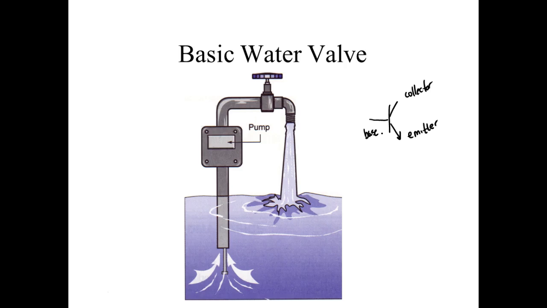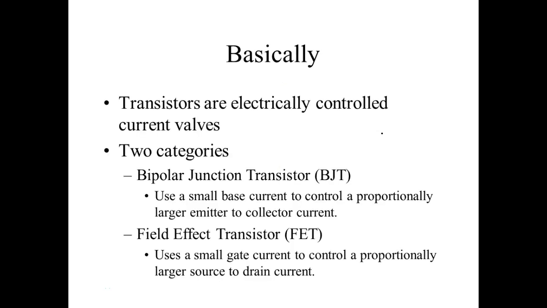Bipolar transistors, we can control it between two leads called the emitter and collector. FETs, the two leads are called the source and the drain. But if you understand this, we're going to be able to pick up on transistors really easy. Transistors are electrically controlled current valves. We have two categories. We have bipolar junction transistors, or BJTs. This uses a real small base current to control a proportionally larger emitter to collector current. Normally we don't call it the emitter to collector current, we call it the collector current.